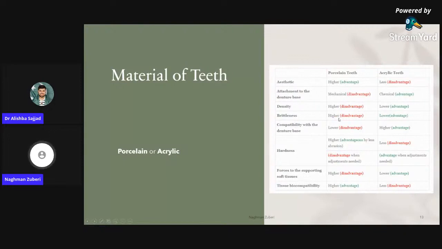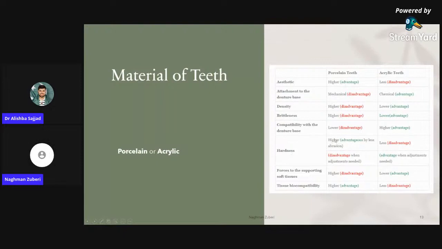Brittleness of porcelain teeth is higher, which is a disadvantage. If the dentures fall on the floor or any other impact force is there, chances are that they get fractured. Whereas acrylic teeth can easily bear the impact force, and the chances are that they are not going to chip off. I have already mentioned the compatibility with the denture base. So porcelain teeth do not bond, and that is lower. So it is a disadvantage, but it is higher in the acrylic teeth, so it's an advantage.